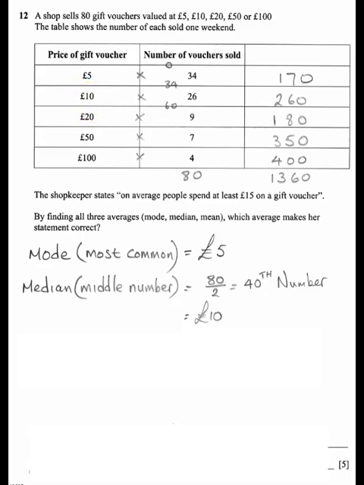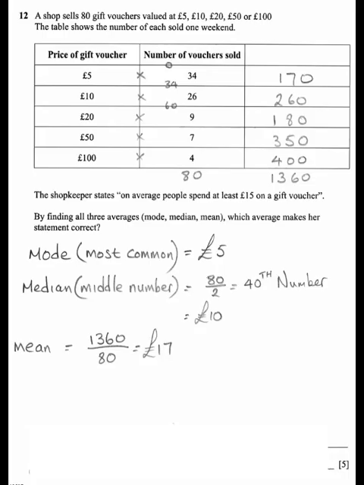So the next part is we're looking for the mean, and this is where all those numbers come in. What you're doing here is you multiply 5 by 34, 10 by 26, and you just multiply across and you get those values once you key into a calculator. Then you get the total of the last column there and the total of the frequency column here, and you just divide those two numbers. So it's 1360 divided by 80, which then is the mean of £17.